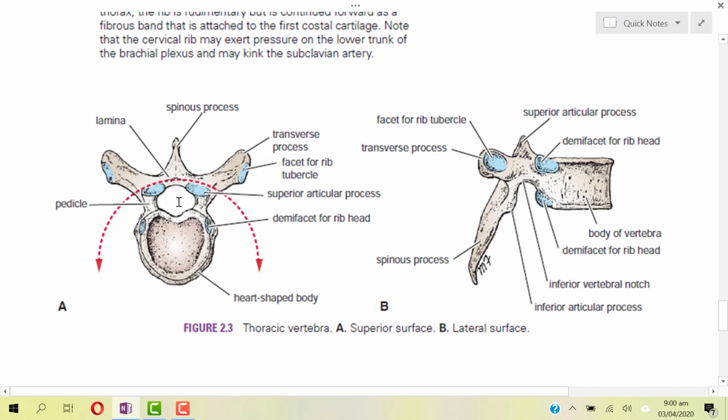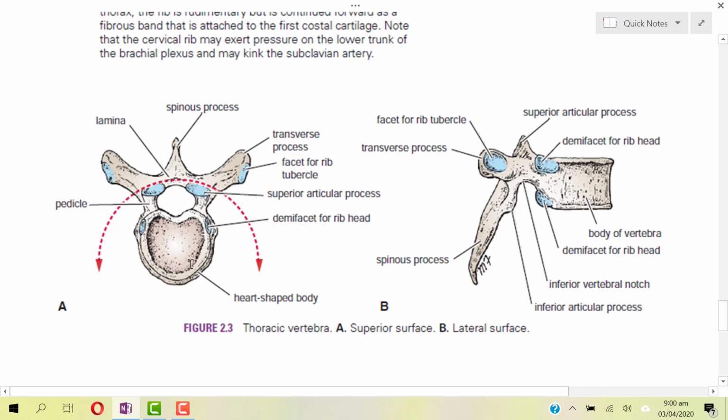Okay, there are certain contents of this vertebral foramen. What is the main content of the vertebral foramen? Spinal cord. Along with all the meninges, which are dura mater, then arachnoid mater, then pia mater. All the meninges are present along with the spinal cord which is passing through this vertebral foramen.